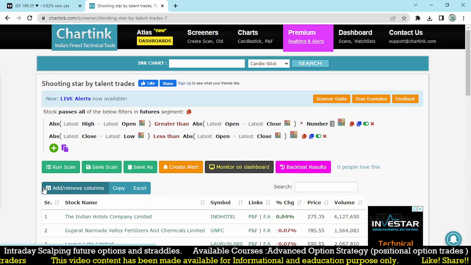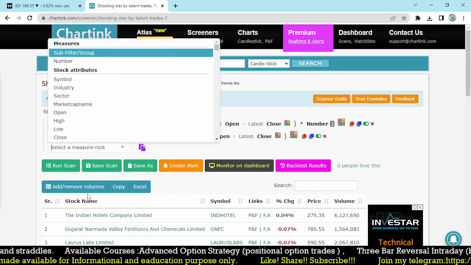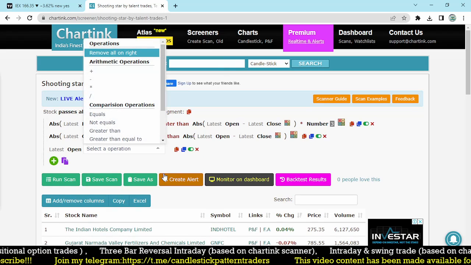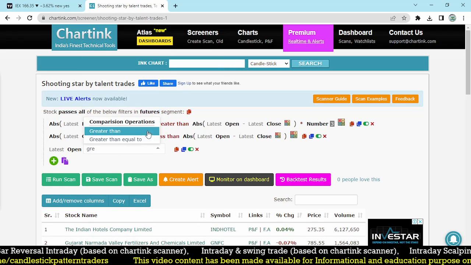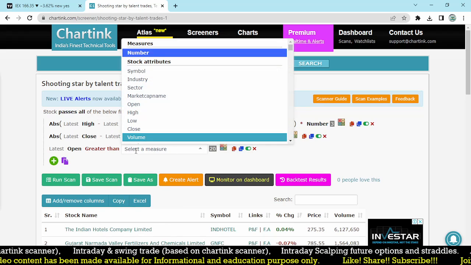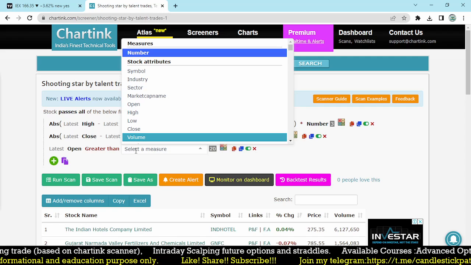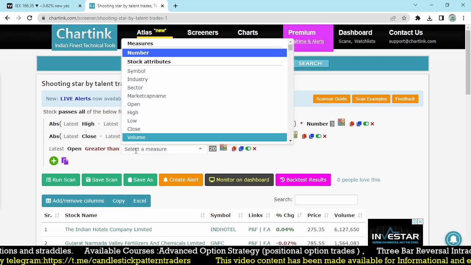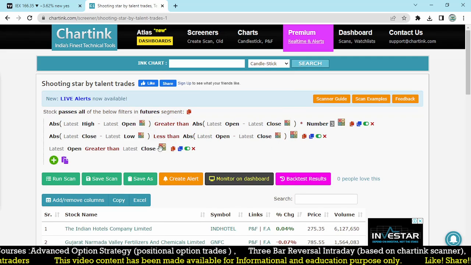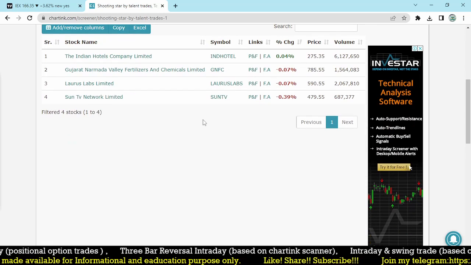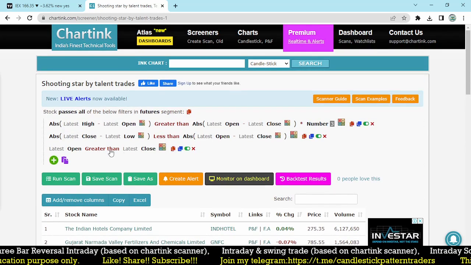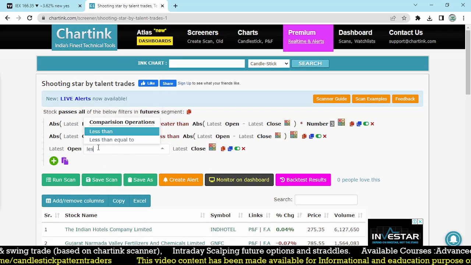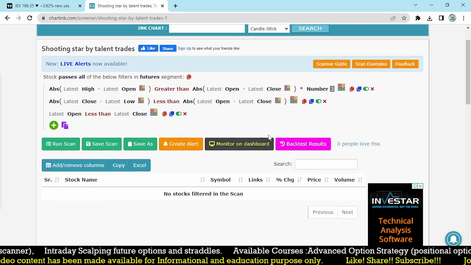Another condition we can also add here: simply the latest open must be greater than the latest close. We find very few, right? All are red in color. If the latest open is less than the latest close, it may not be available. So this is what an inverted hammer is.